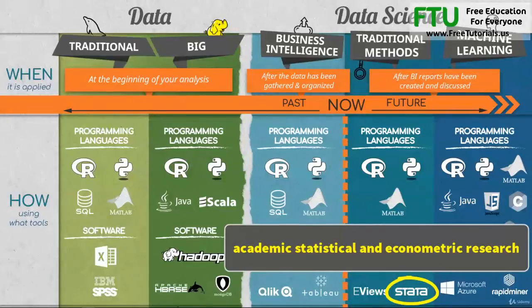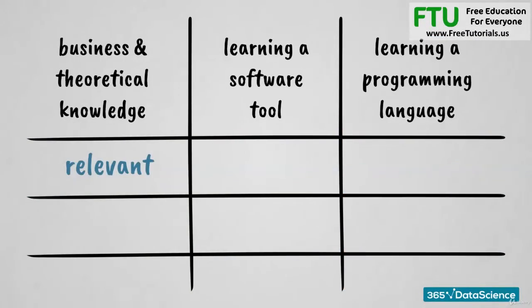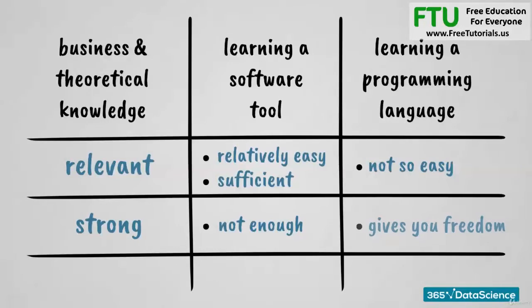As a final note, remember the following. Should you have the relevant business and theoretical knowledge, learning a software tool is relatively easy as opposed to learning a programming language. More importantly, it will be sufficient for your need to create quick and accurate analyses. However, if your theoretical preparation is strong enough, you will find yourself restricted by software. Knowing a programming language such as R and Python gives you the freedom to create specific ad hoc tools for each project you are working on.